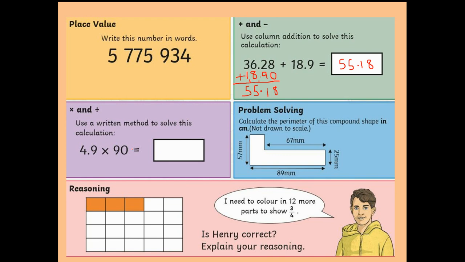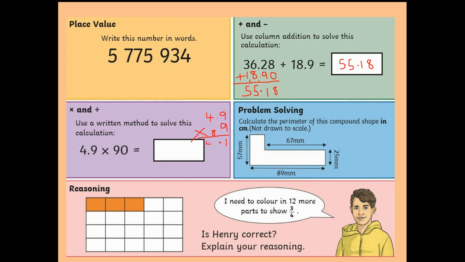Okay. Now here we've got 4.9 times 90. Now times in a decimal by 2-digit number can be quite tricky. So what I'm going to do is times by 9. So I'm going to divide this 90 by 10 to make 9. Okay, so I'm going to do 4.9 times 9. So I've got 9 times 9, which is 81. The decimal stays in the same place. 4 times 9 is 36.